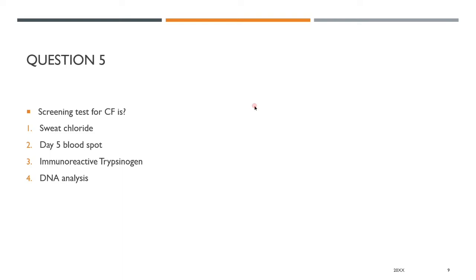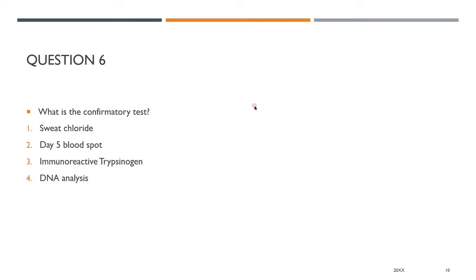The immunoreactive trypsinogen. The confirmatory test, on the other hand, is the sweat chloride test. It measures the amount of chloride in sweat, and if it's raised, particularly over 60 millimole per liter, that is when you have a positive or confirmatory test for cystic fibrosis.